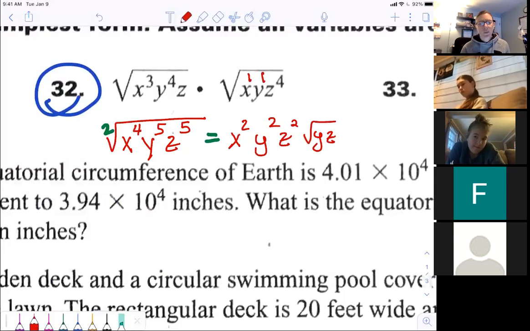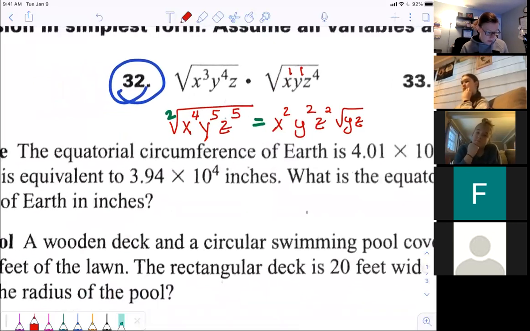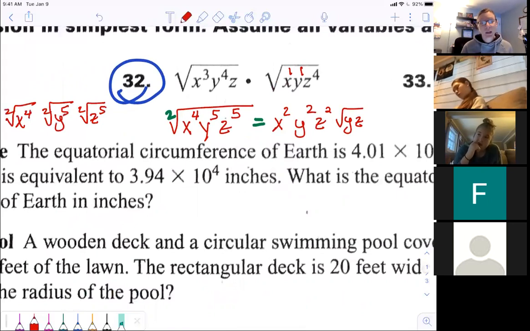Nice job. So each one of those, remember, you're thinking about individually. So you're taking the square root of x to the 4th, the square root of y to the 5th, the square root of z to the 5th. And there's a little 2 on there. It's implied when it's a square root. If it's not written, it's just the square root, that little 2. And then how many times does 2 go into 4? Well, it goes in 2 times evenly. And then 2 goes into 5 2 times. The remainder is what stays underneath. So that extra exponent stays underneath.